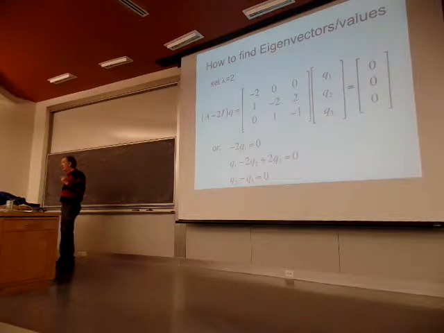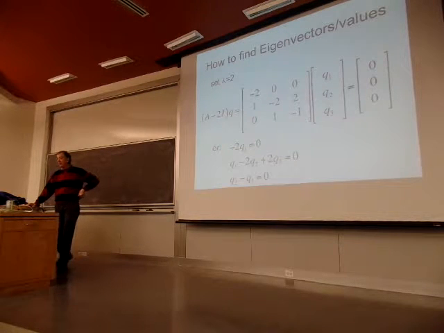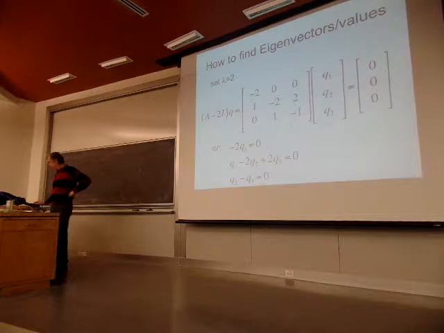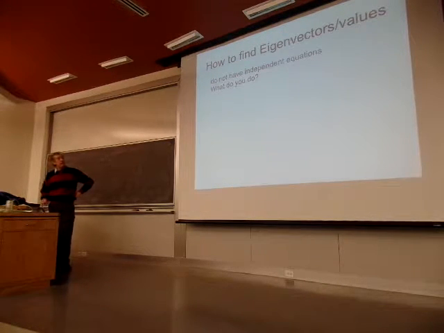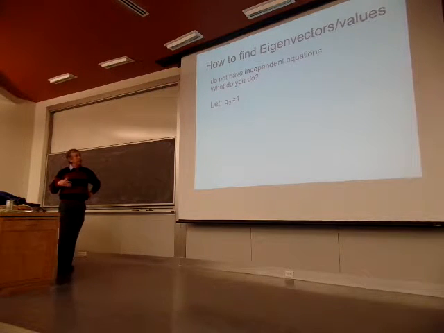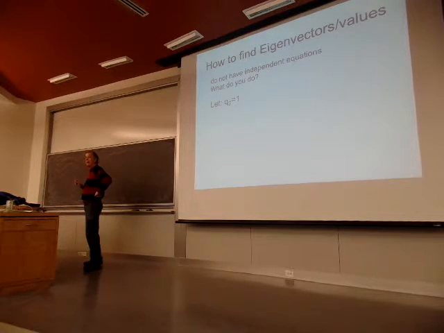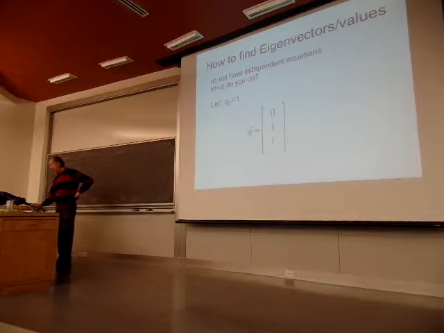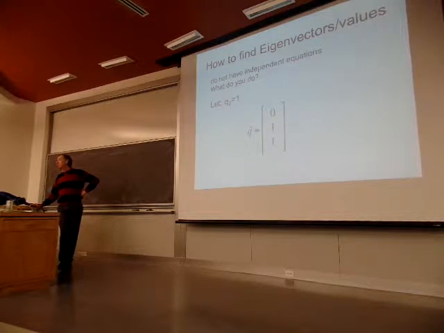I don't get a unique solution here, so when I don't have a unique solution, what do we do? Pick a value. One possibility: pick one. Let's say Q2 is equal to 1. Pick that value. Then I can solve for Q1 and Q3, and then get that.